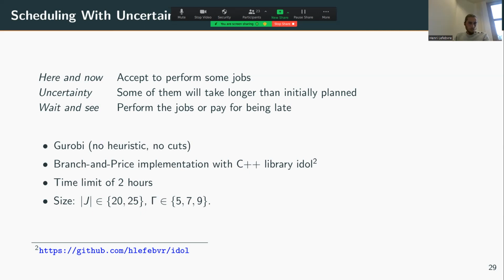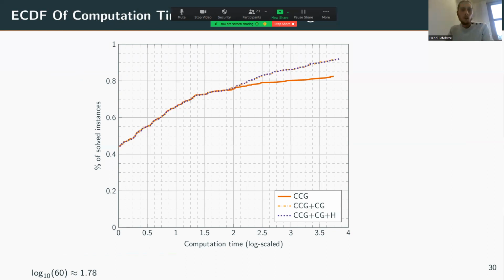The time limit here is 2 hours. And the size, the number of jobs, is 20 and 25. And gamma, which is the maximum number of jobs which will have their processing time increased, is 5, 7, and 9. Here again, here are the results. The ECDF of computation times. And you can see that the standard CCG solves, again, roughly 80% of the instances. And that when you trigger column generation, so again, after 60 seconds, we are able to solve more instances in less time.